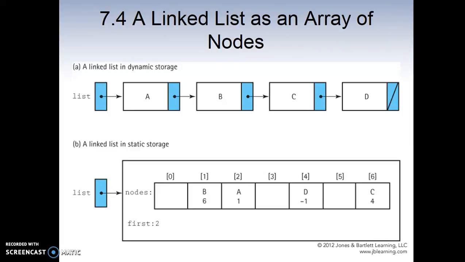Now, a linked list as an array of nodes. In this section, normally when you write the code for a linked list, you create a new node and create a pointer pointing to each node in the list. This is like dynamic storage. Whenever you need, you create a new node and set the links. But you can also implement linked lists using an array. This is static storage.